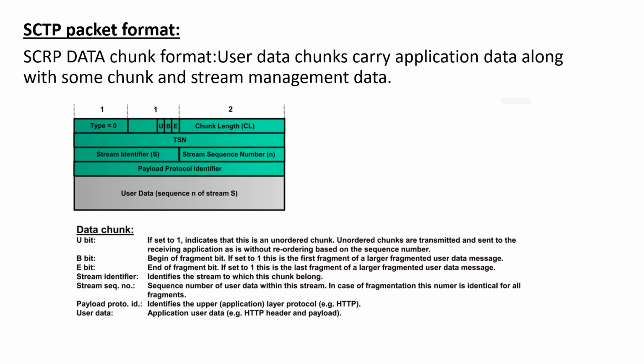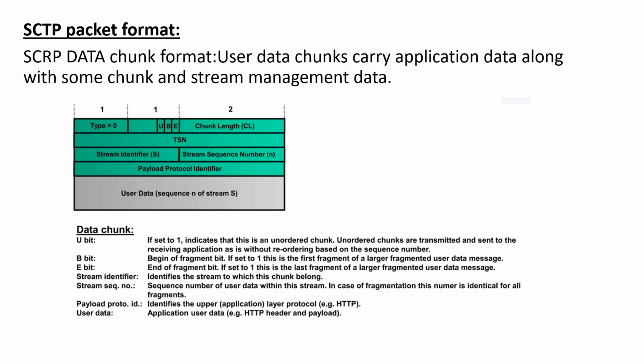SCTP data chunks format. User data chunks carry application data along with some chunk and stream management data. So here we see user data: sequence of stream, payload protocol identifier, stream identifier, stream sequence number, TSN, chunk length. Here we can see that data chunks include the U-bit, B-bit, E-bit, stream identifier, stream sequence number, payload ID, user data.